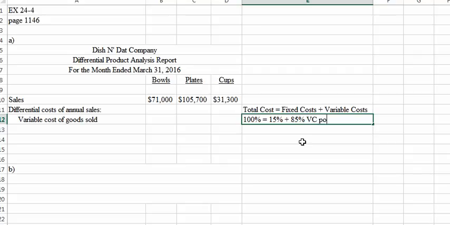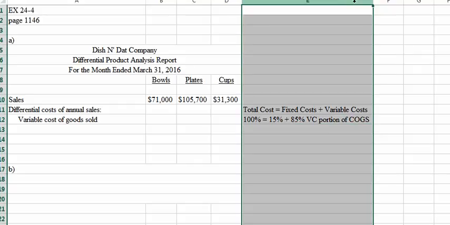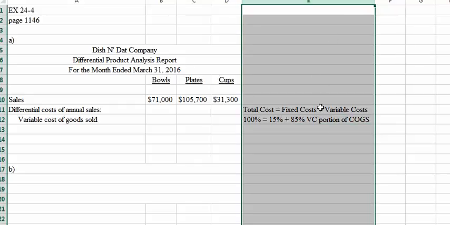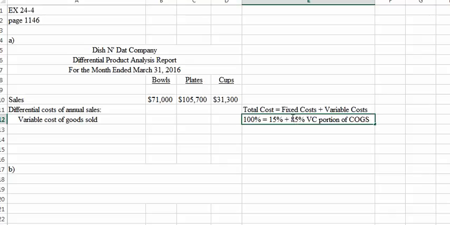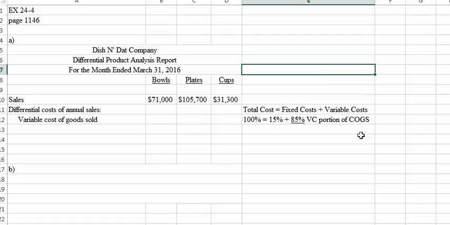Variable cost portion of cost of goods sold. And that's your 85%. You don't have to show this. I'm just doing this for your benefit. There's the answer we were looking for, the 85%. I'm just doing this so you have the notes. You certainly wouldn't have to show this part on the test. I'll only be grading this portion and then your answer on B.